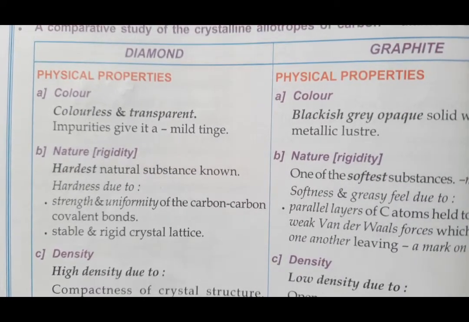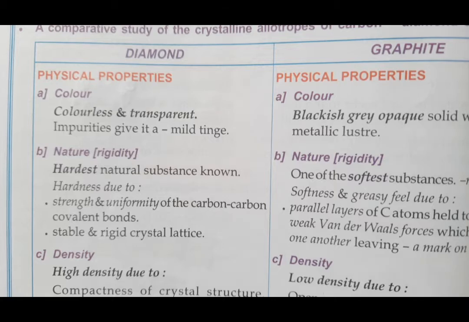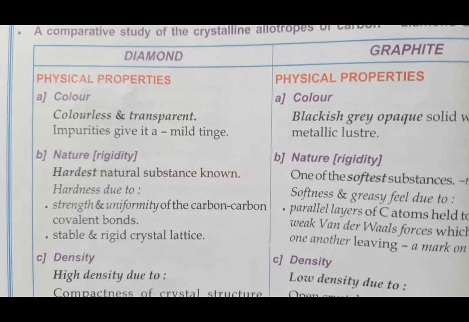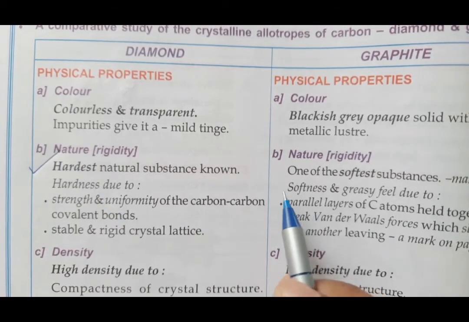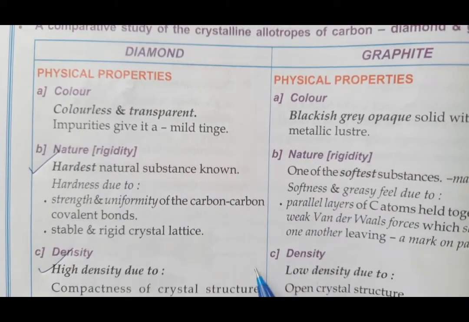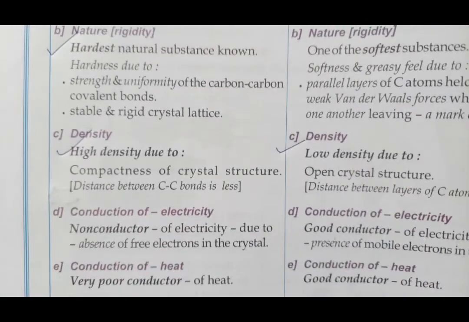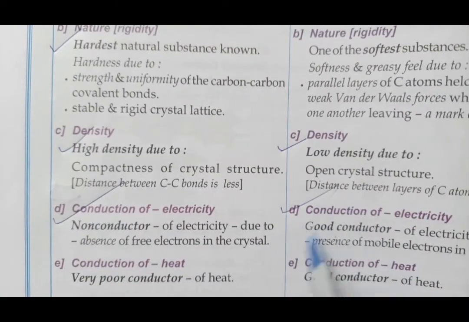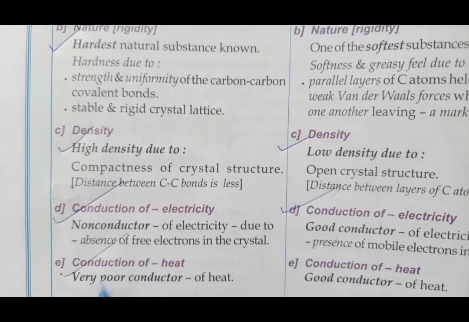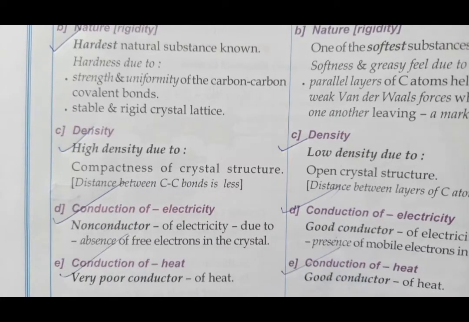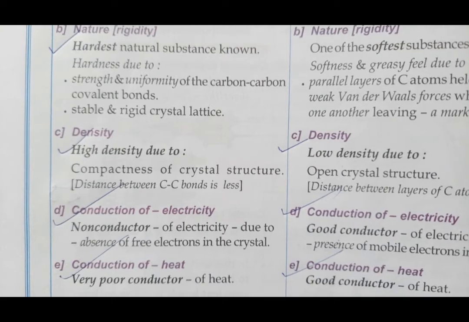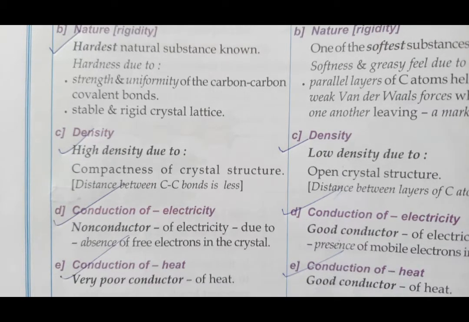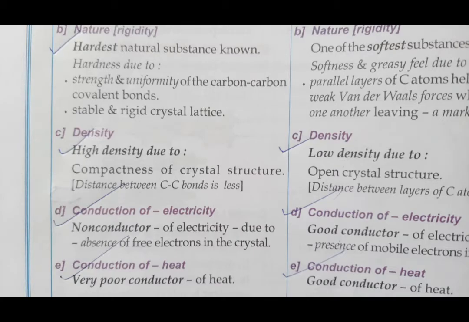So remember, the most important differences are these: diamond is hard, graphite is soft. Diamond has high density, graphite has low density. Diamond is a bad conductor of electricity, graphite is a good conductor. Diamond is a poor conductor of heat, graphite is a good conductor of heat. So these are some of the important differences you have to remember, students. If you want, you can repeat the video to understand the difference between diamond and graphite.